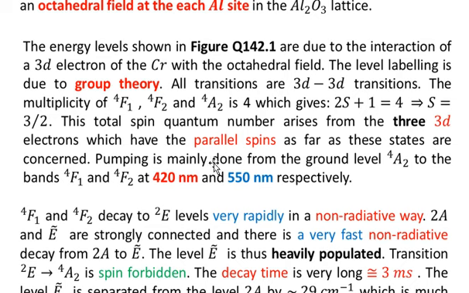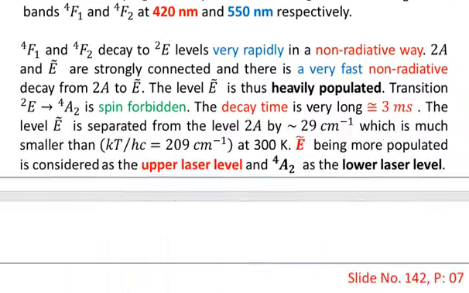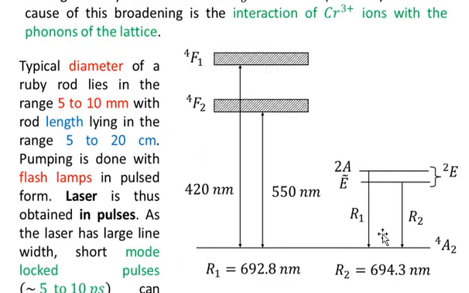Pumping is mainly done from the ground level, which is the 4A2 level, to the bands 4F1 and 4F2 using wavelengths 420 nanometers and 550 nanometers respectively. So here you can see that the pumping is done from the ground state level, which is the 4A2 level, to the upper bands, which are the 4F1 band and 4F2 band. So the pumping is done from the ground state to these two states using these two typical wavelengths, which are 420 nanometers and 515 nanometers.